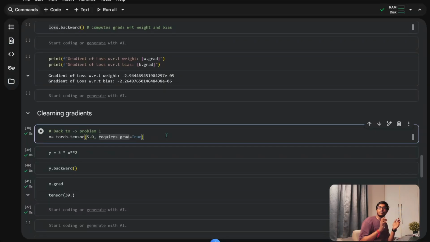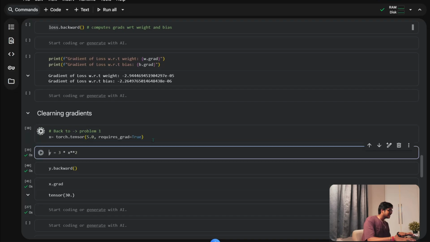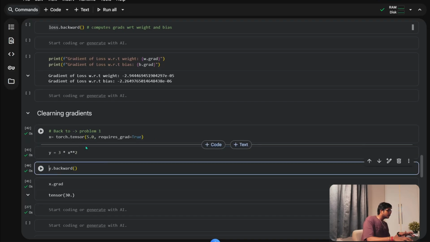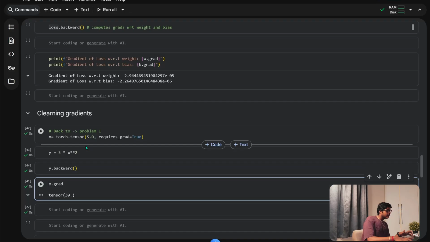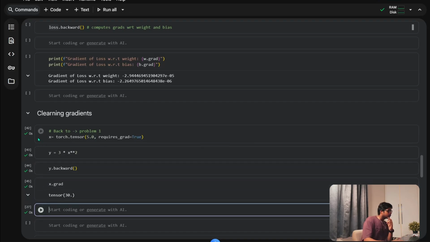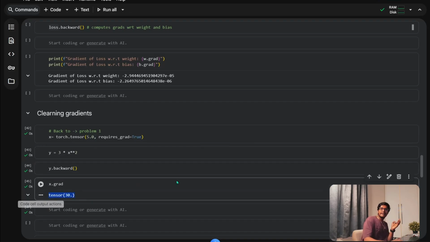So let's review the problem in code. This is our x tensor having a value of 5. This is the problem we solved earlier, and it has requires_grad as true. Next I have y equals 3x squared. Now I'll do y.backward and I'll do x.grad. Simply, it gives 30, which makes sense.